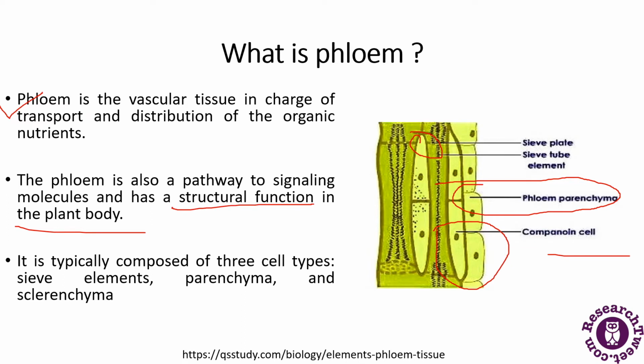Phloem is composed of three types of cells: sieve elements, parenchyma and sclerenchyma. Parenchyma has already been depicted in the diagram. Sieve elements have also been depicted, and sclerenchyma is not depicted, but phloem is always composed of three types of cells.